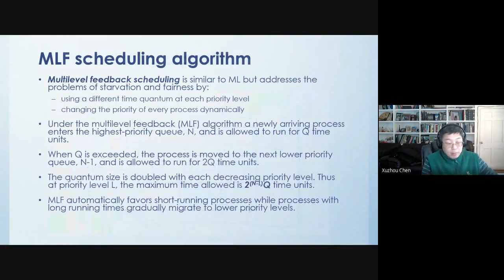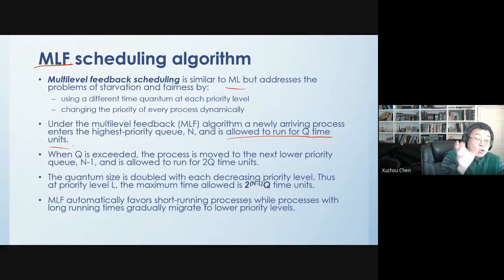Okay, the last one we're going to talk about is the multi-level feedback scheduling algorithm. Multi-level feedback scheduling is very similar to multi-level. However, multi-level feedback allows a newly arrived process to enter the highest priority queue and run for Q time units. Each level uses round robin.